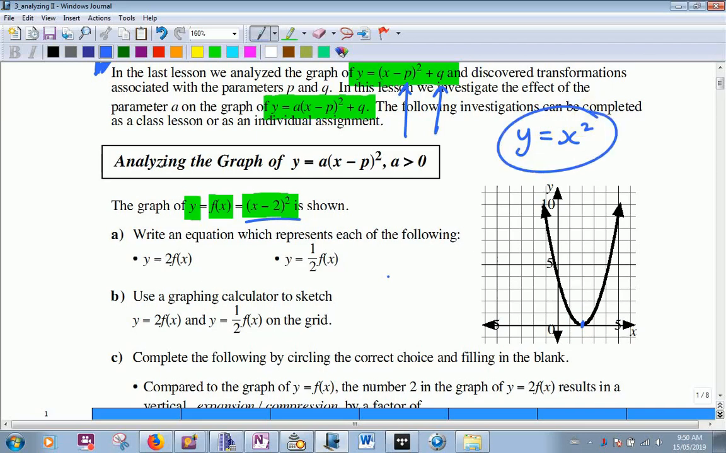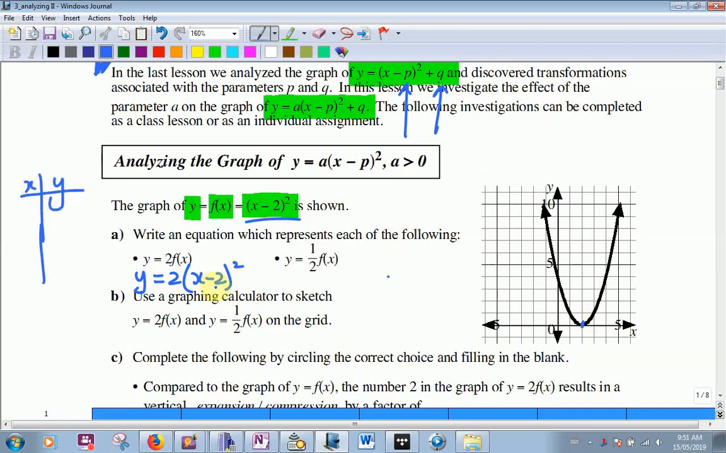Yes? Okay, good. Now, we're going to put a 2 in front. We're going to call this thing y is 2 bracket (x minus 2) squared. What's it going to do? Well, let's find out. Quickly, with a little table, I'll do it here.